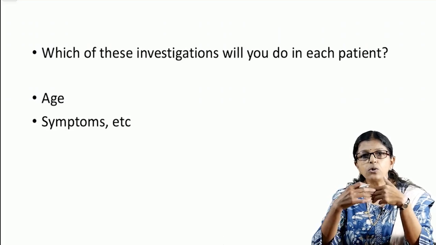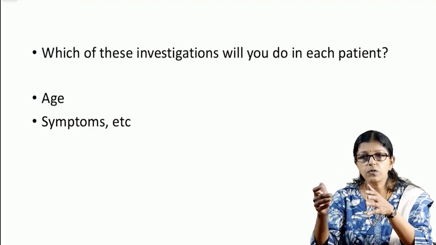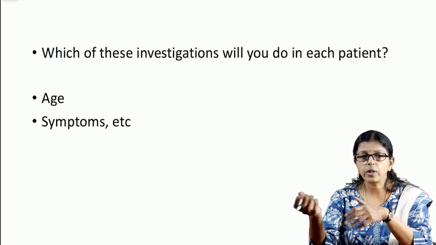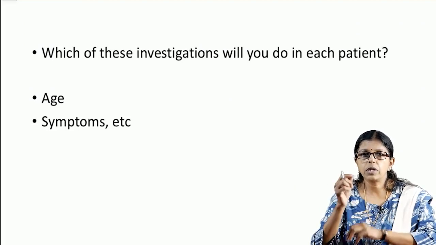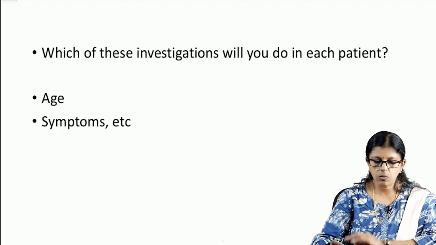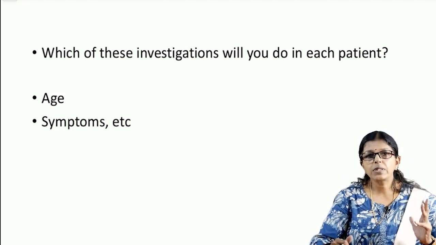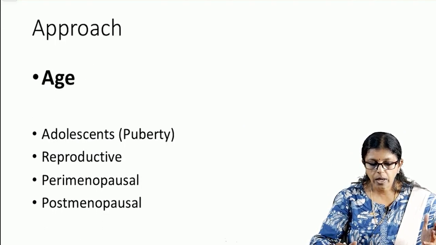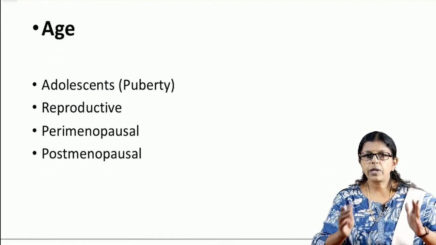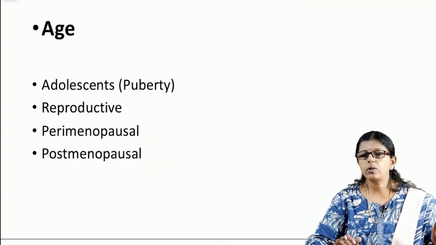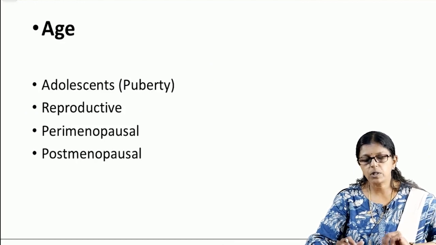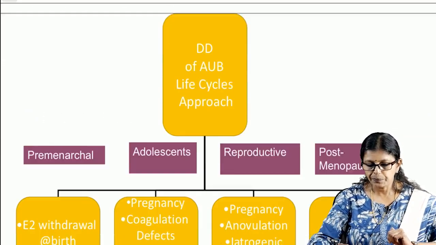Now, would you do all these for every patient? Once you find that there is CA endometrium, you might do an MRI. So, you will not do all these investigations for every patient. The investigations that you choose will depend on the age of the patient, what symptoms she has, etc. Why is that important? Because depending on the age, certain conditions are more common, certain conditions are not very common. So, you can divide it into adolescent, reproductive, perimenopausal or postmenopausal age group.